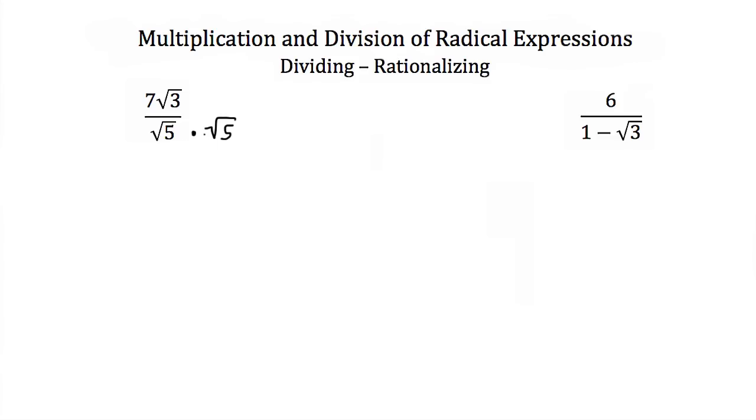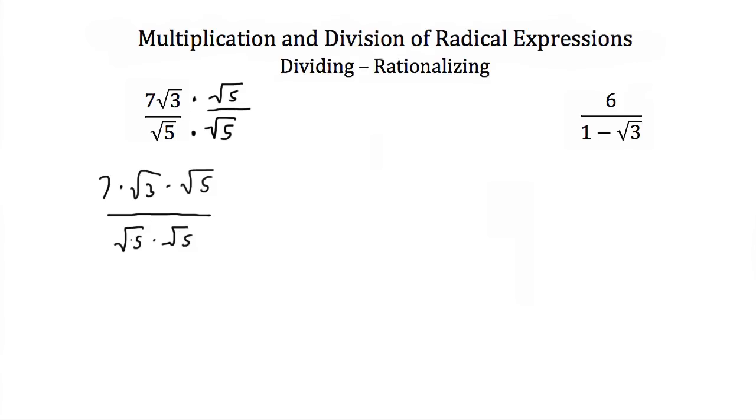But if I multiply my denominator by the square root of 5, I have to multiply my numerator by the square root of 5. Otherwise, I would change the value of this expression. Now the square root of 5 over square root of 5, that's just equal to 1. And you can multiply anything by 1 without changing its value. Now if I do this multiplication, my numerator is 7 times the square root of 3 times the square root of 5. My denominator is the square root of 5 times the square root of 5.